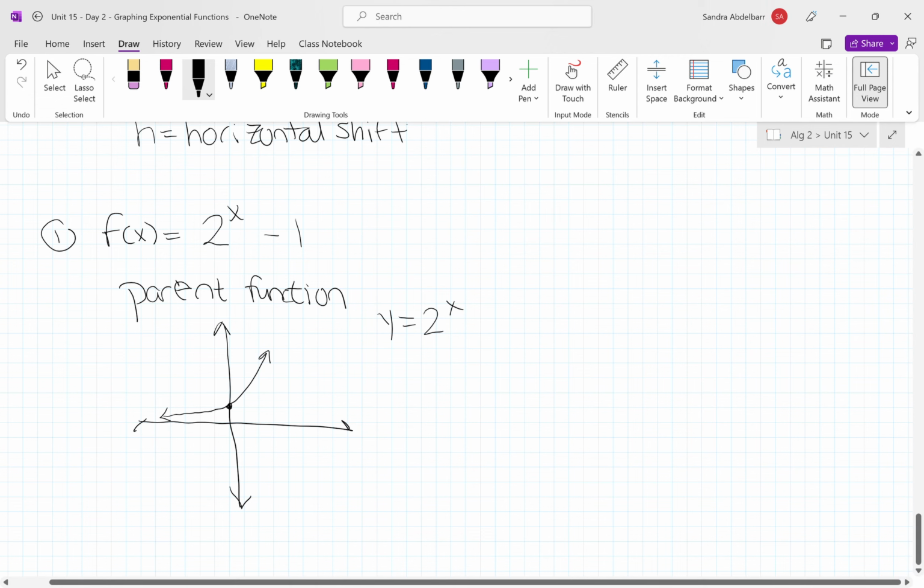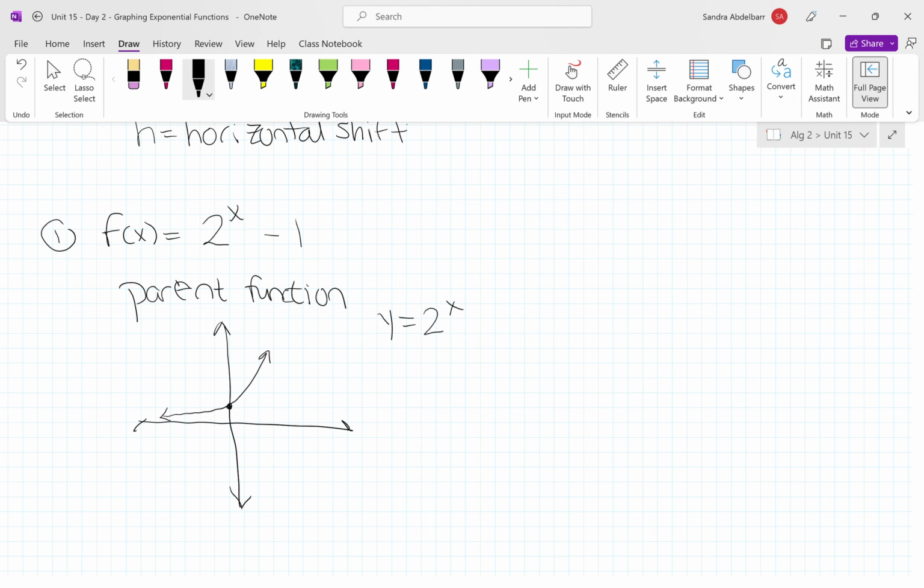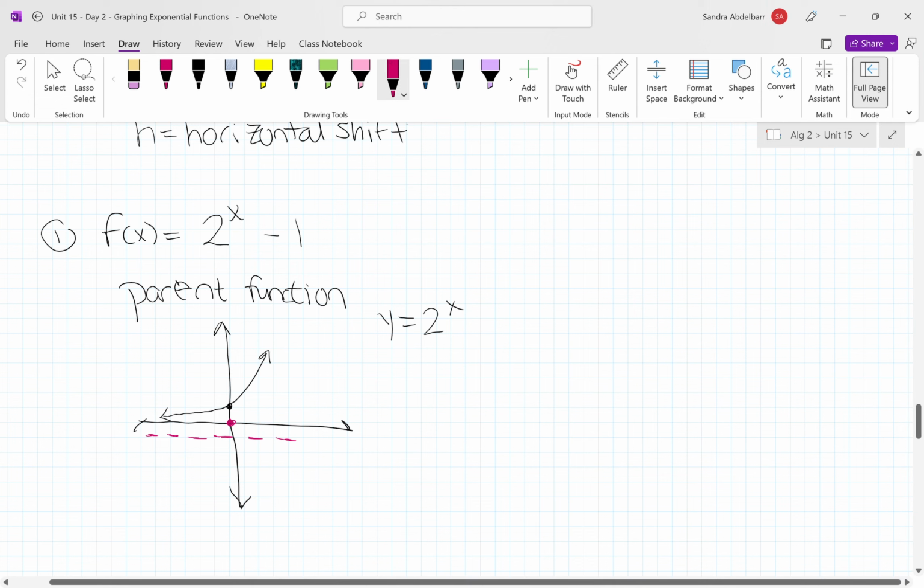I'm taking my parent function and now I'm shifting my key point. Where am I shifting my key point? 1 unit down. So instead of (0, 1), I'm now going to be at (0, 0). And now there's always a horizontal asymptote where? 1 unit below the key point. So now I'm going to have a horizontal asymptote here. Are we still increasing? Absolutely. So what does this graph look like? Something like that. My pink one.